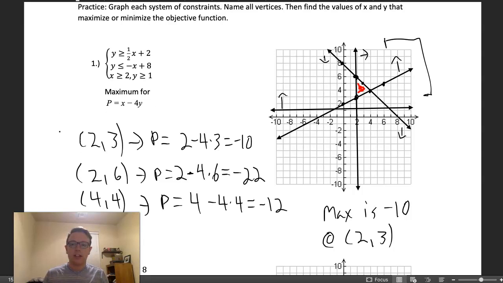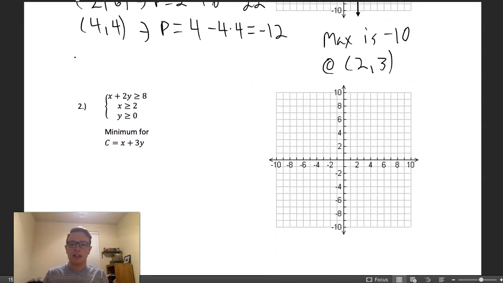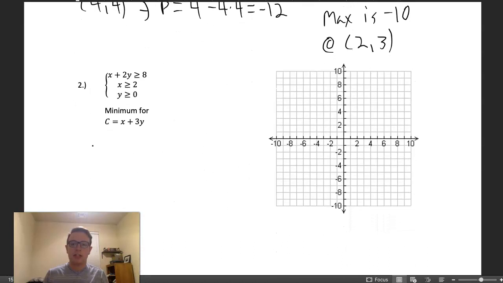No, these are a little hard. Let's have you go ahead and do one for yourselves. This time, here is our system of equations. We're trying to find a minimum. Go ahead and work on that. For this one, I'm going to come back to you with all of the work done on the graph.